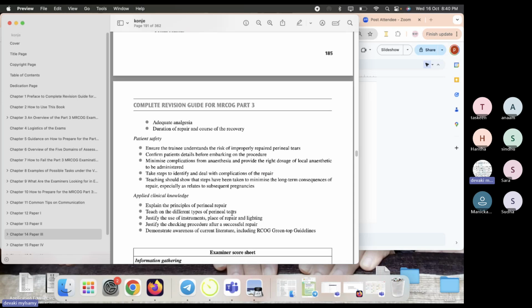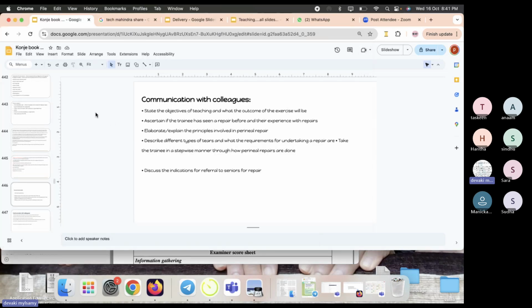Justify the use of instruments. So what instruments are you going to use? That might be there as props. Please ensure you use the specific instrument, take it in your hand and show it in a proper way. Justify the checking procedure after successful repair, and the knowledge about the Green-top guidelines. Here there is no knowledge on this part. So overall you have done a wonderful job.